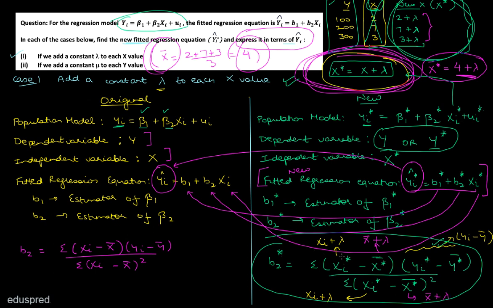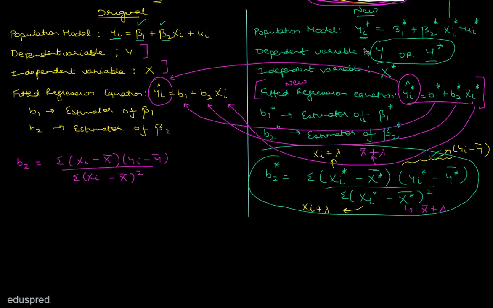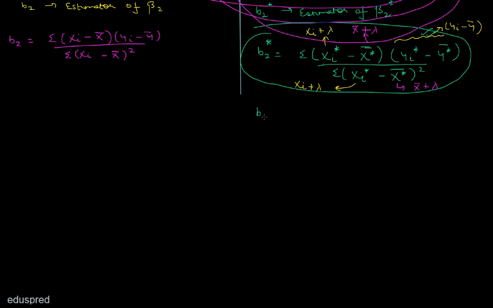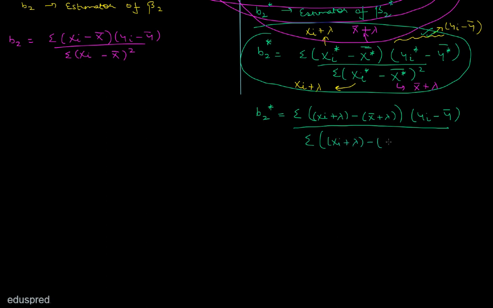Now let's do the substitution and see what we get. Let me create some space for that. If I do the substitution over here, I'll get that b2 star is equal to summation of, instead of xi star, xi plus lambda, minus, instead of x star bar, x bar plus lambda, and instead of y star minus y star bar, I can write yi minus y bar. And this is divided by summation of xi plus lambda minus x bar plus lambda whole square.